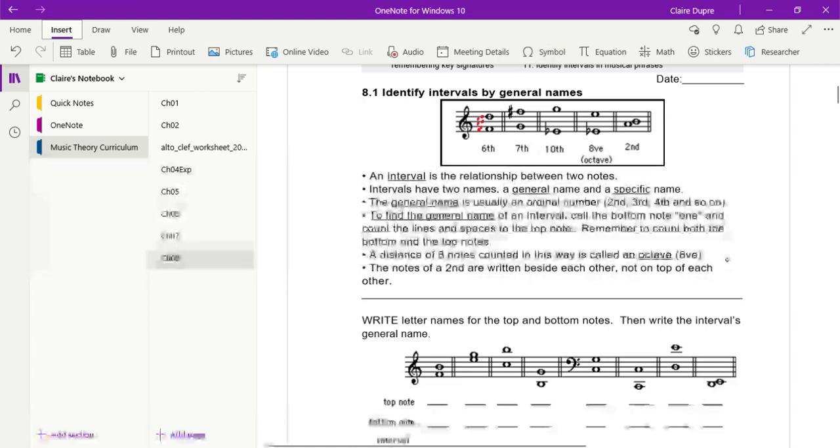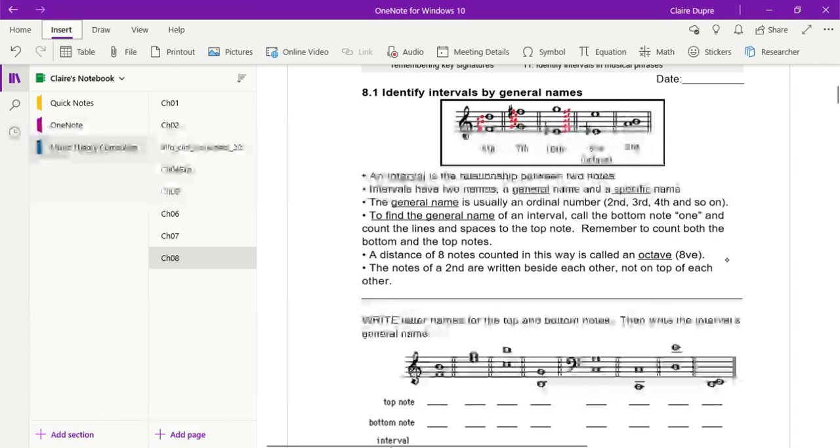Let's do this one. 1, 2, 3, 4, 5, 6, 7. There's 7 notes in between. It's a seventh. Let's look at this next one. 1, 2, 3, 4, 5, 6, 7, 8, 9, 10. That's a 10th. That's a pretty big one. You won't see those that often, but they do exist.